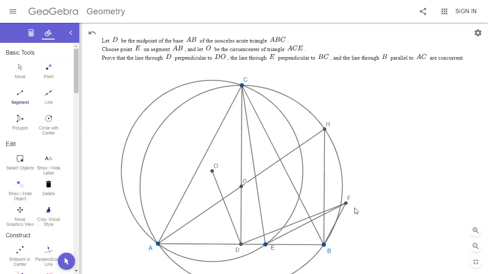So EF is perpendicular to these. Sorry, EF is perpendicular to AD. I'm just complicating the diagram a little bit, but let's see. So EF is perpendicular to GI. I think you should use the fact that O is the circumcenter of ACE. Yeah.